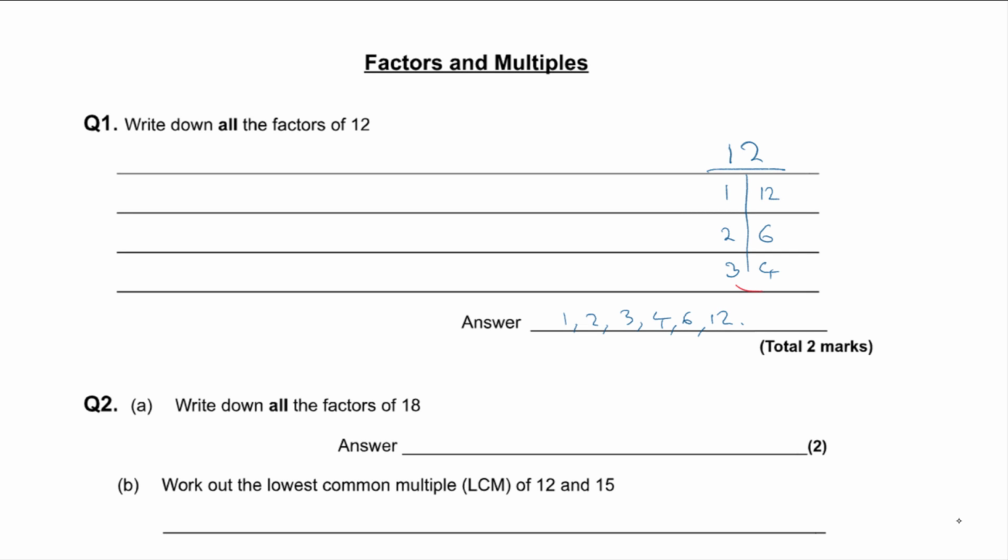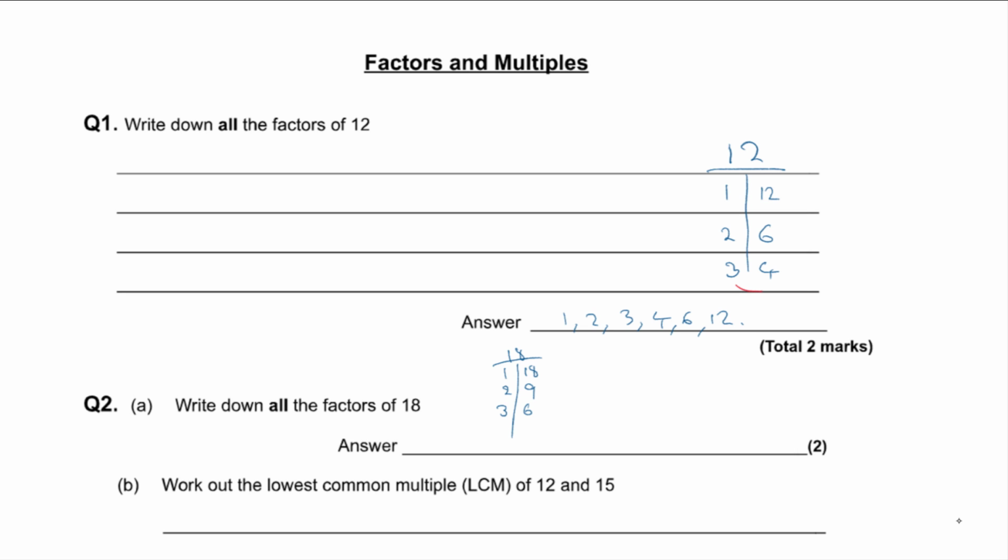Part 2a says write down all the factors of 18. So I'm going to do the same thing. I'm going to start with 18 at the top, and I'm going to start with 1. 1 times 18 is 18. 2, yeah, 2 goes into 18. 2 and 9. 3, yep, 3 goes into 18. 3 and 6. 4, no, 4 doesn't.